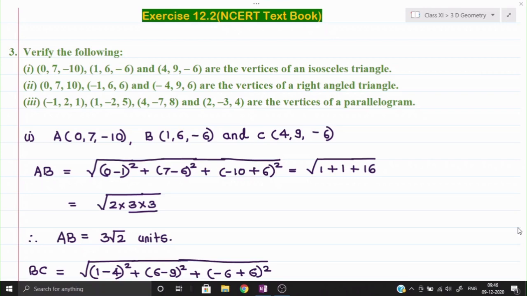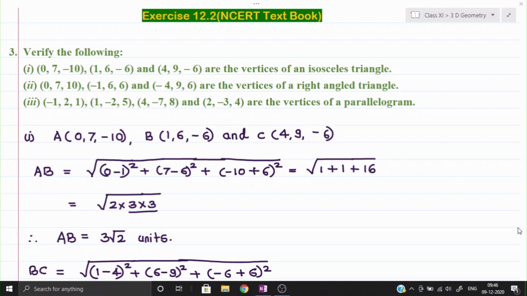Okay, so if we want to prove that these are the vertices of a parallelogram, we shall apply the properties of a parallelogram over here. The basic and very simple property is that if both the opposite sides of a quadrilateral are equal, then we can say it is a parallelogram. For example, if I have parallelogram ABCD, then AB and CD should be equal, as well as AD and BC should also be equal.